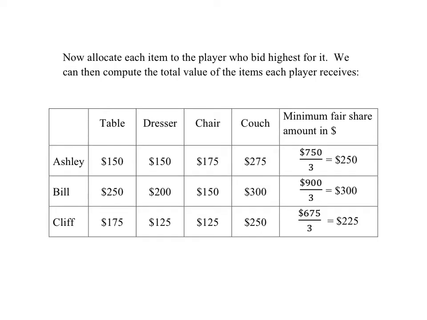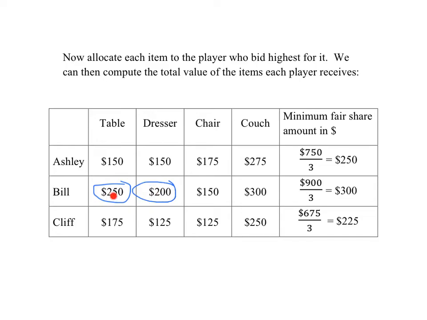Now we allocate each individual item to the player who bid highest for that item. So we ask regarding the table, who gets the table? Well, Bill gets the table because Bill bid highest for it. The table goes to Bill. The dresser has to go to someone. It has to go to whoever bid highest for it. Again, Bill is the one who bid highest. And that's okay. So he's a high bidder.